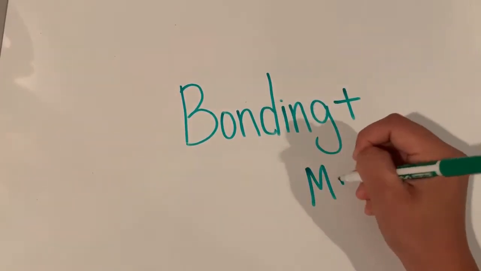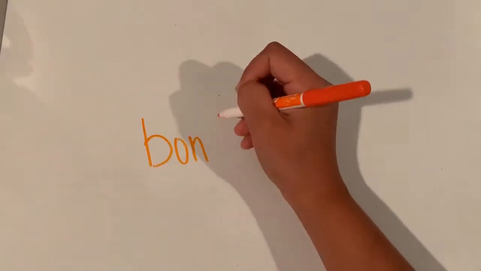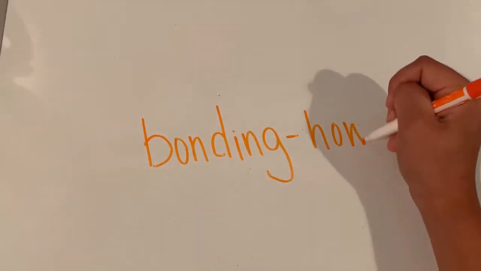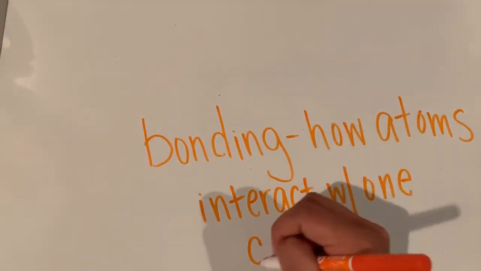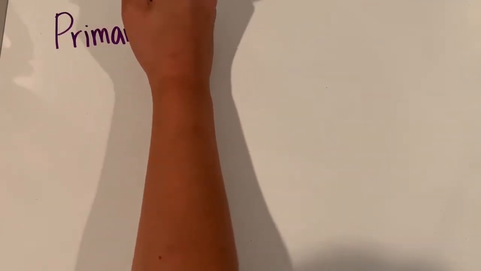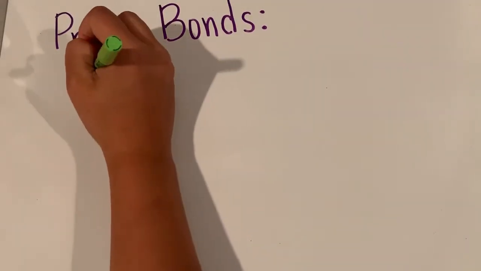Today's video will be focused on bonding and materials. Bonding is how atoms interact with one another, and it plays an important part in determining and characterizing the types of materials you may wish to identify. There are primary and secondary bonds. Primary bonds include ionic, covalent, and metallic bonds.